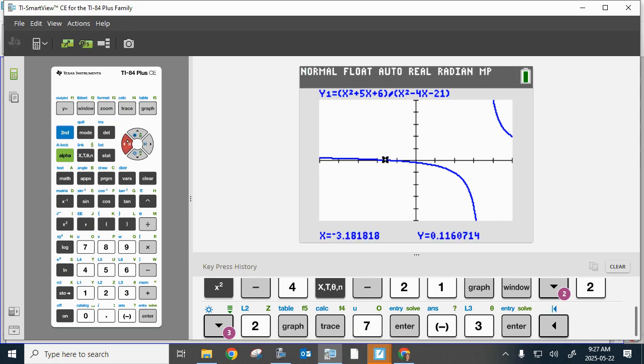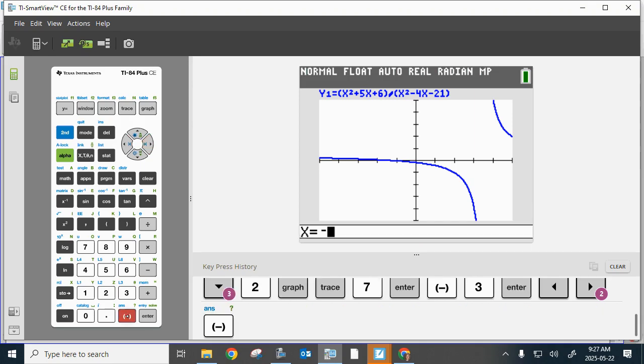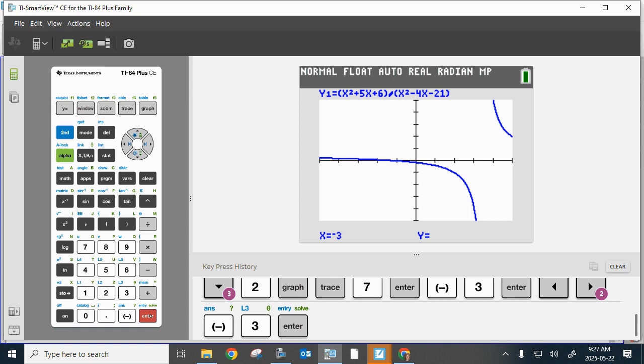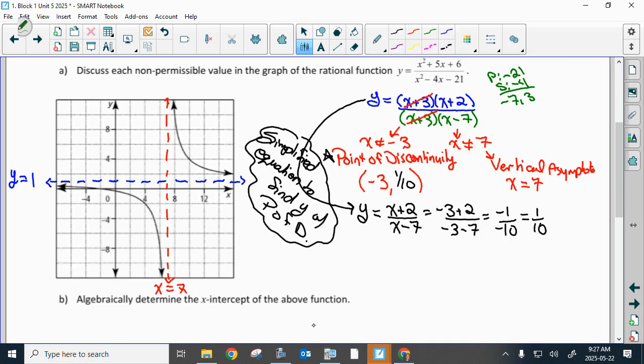If I go a smidge to the left, it does. If I go a smidge to the right, it does. I can move around it, but as soon as I try to put the negative 3 in there, it won't. So this is where you have to be smarter than your calculator. Negative 3 is right about here, and 1/10. You have to put a hole, and you have to say negative 3, 1/10.